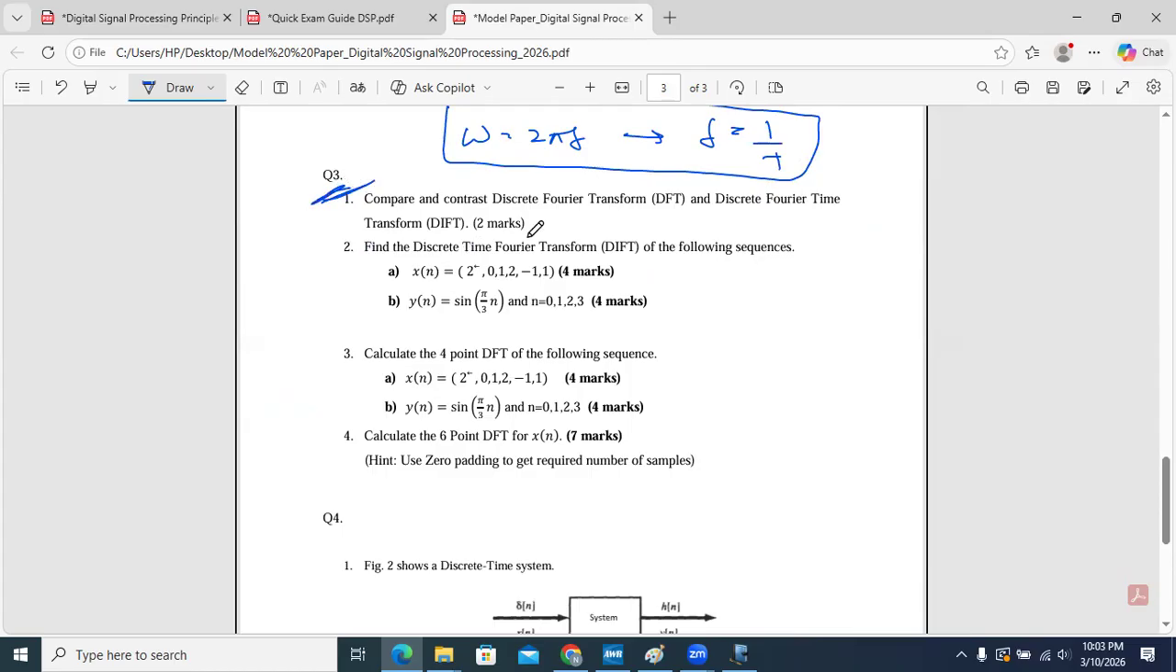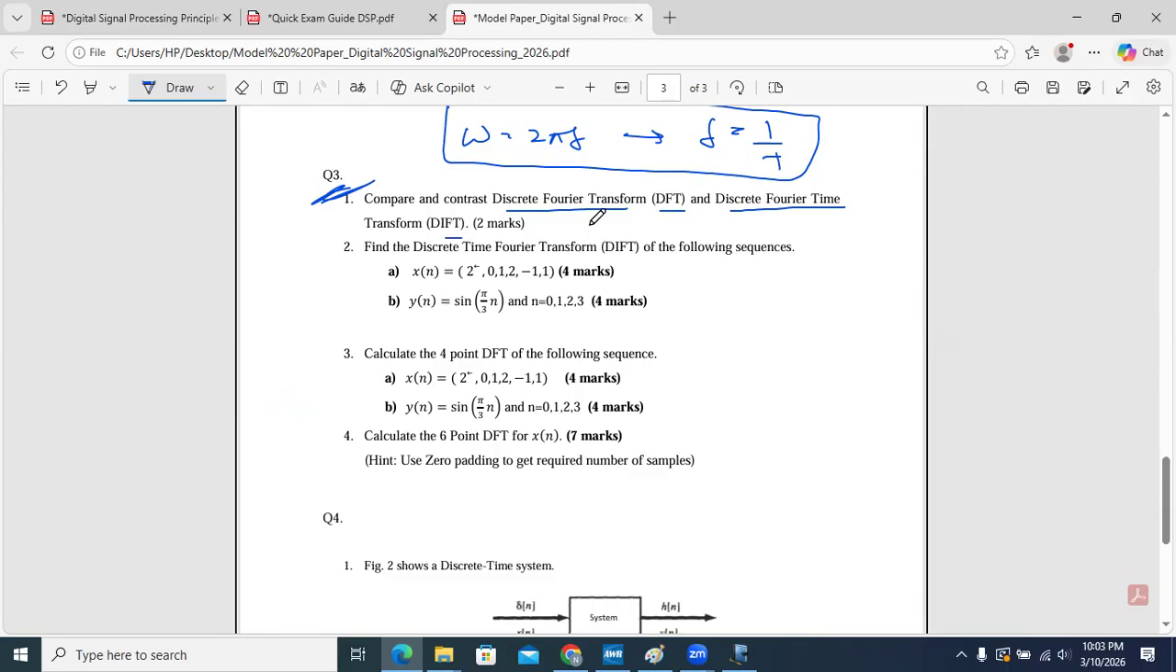So here, first you need to find the discrete. There are two terms here. One is discrete Fourier transform, and the other one is discrete time Fourier transform. So these are two terms.